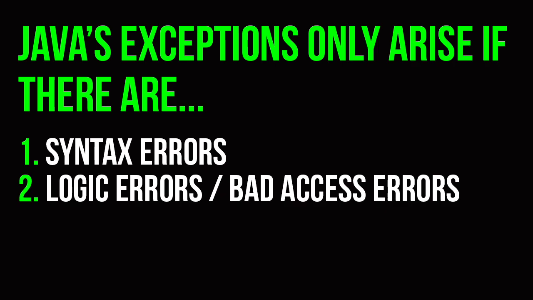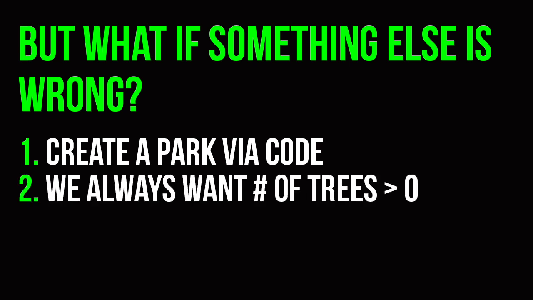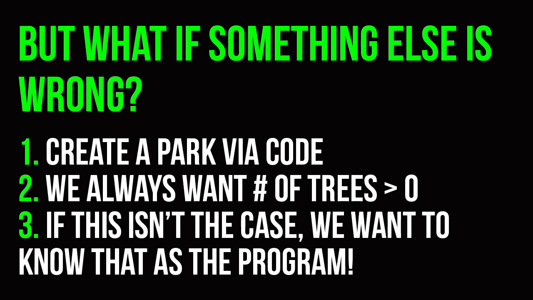So basically, Java's exceptions can only tell us if we're doing something syntactically wrong or logically wrong. We're accessing something that doesn't exist, or we're using the syntax wrong. But what if something else is wrong? Like I was just saying with the video game example, what if we created a program for a park and we want to say, no matter what, we always want the number of trees in the park to be above 0. What if the number of trees in the park goes below 0? Wouldn't you like to know that, as the programmer?